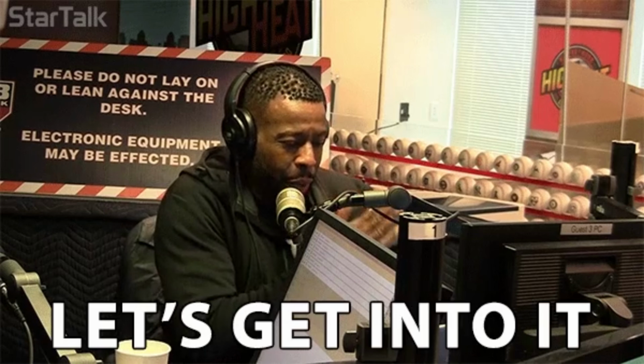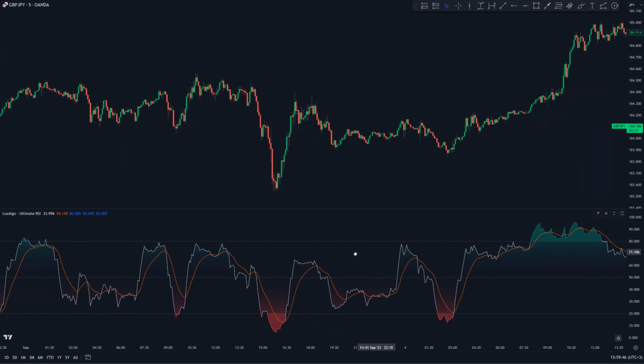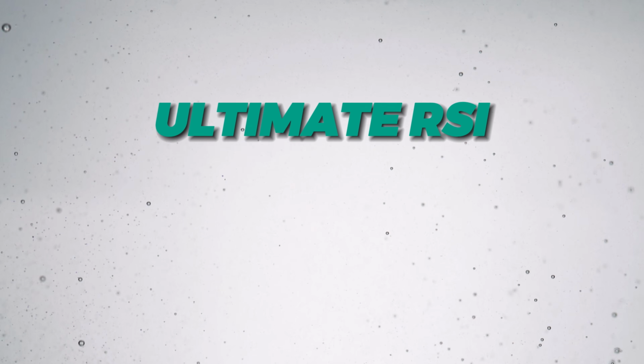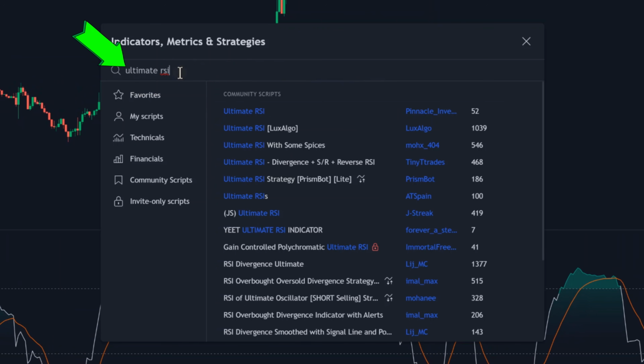Let's get into it. Now, the core indicator of this trend following strategy is called Ultimate RSI, created by LuxAlgo. To add it to your chart, you're going to open the indicator search tab and type in Ultimate RSI. Be sure to select this one by LuxAlgo.